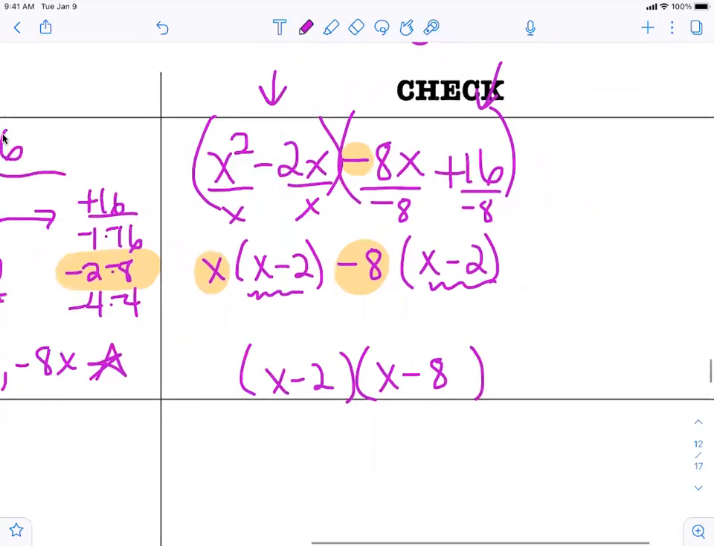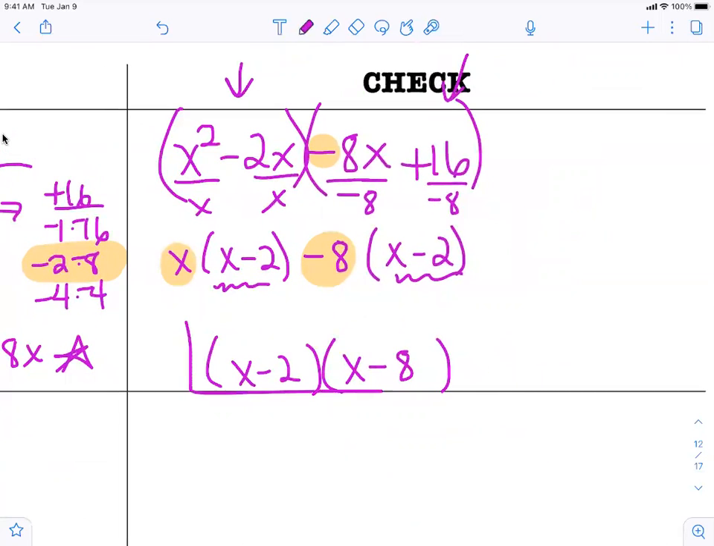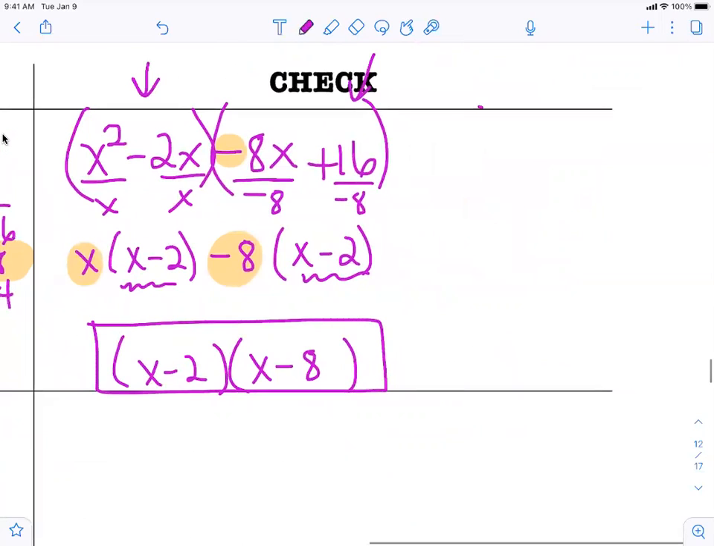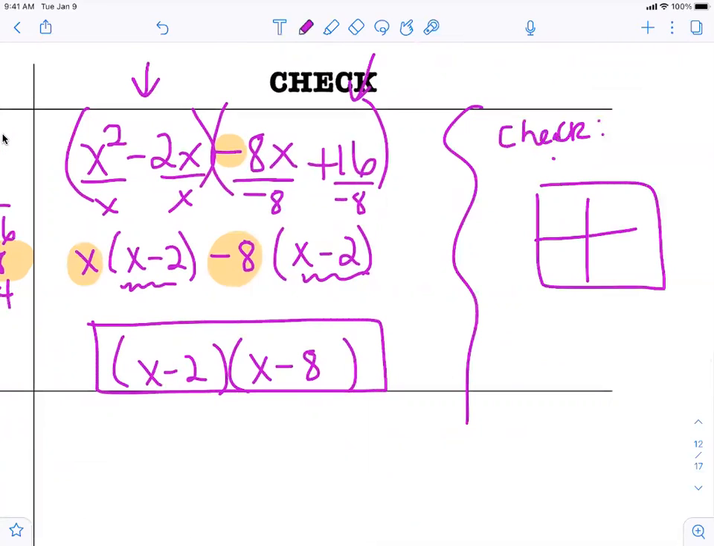Now, if you really wanted to check your answer, you could. If you wanted to see if you have your final answer correct, well, let's multiply them back together. x minus 2 times x minus 8. Well, x times x is x squared. x times negative 2 is negative 2x.